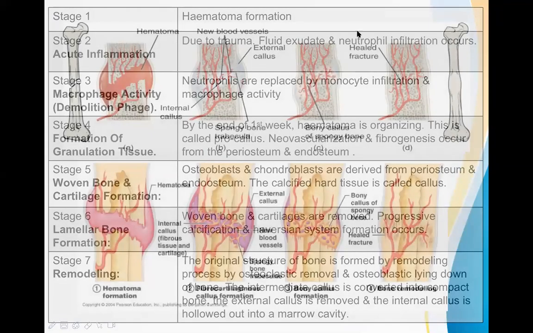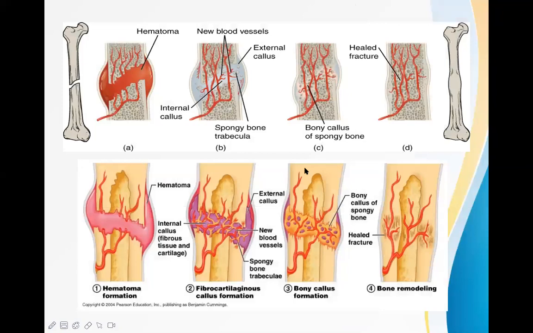Okay, now have a look here. Look at this picture carefully. So again, the same concept has been explained. This is the stage of hematoma. Here there is formation of new blood vessels. Then formation of callus, and ultimately the fracture is healed, isn't it? And this is the same concept explained in another way.